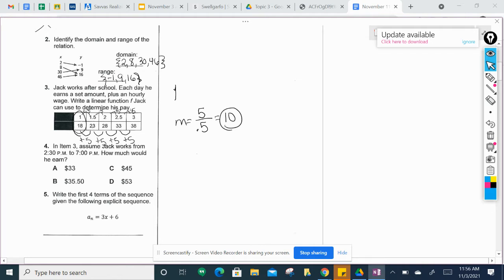So then I choose a point. Any point will do. And I'm going to write the equation of the line y minus 18 is equal to my slope 10 times x minus 1. Now that's an equation in point slope form, and that would work. But I can also go to the next step by distributing and getting 10x minus 10 is equal to y minus 18, and then finally adding the 18 over and getting that my equation is actually y = 10x + 8.